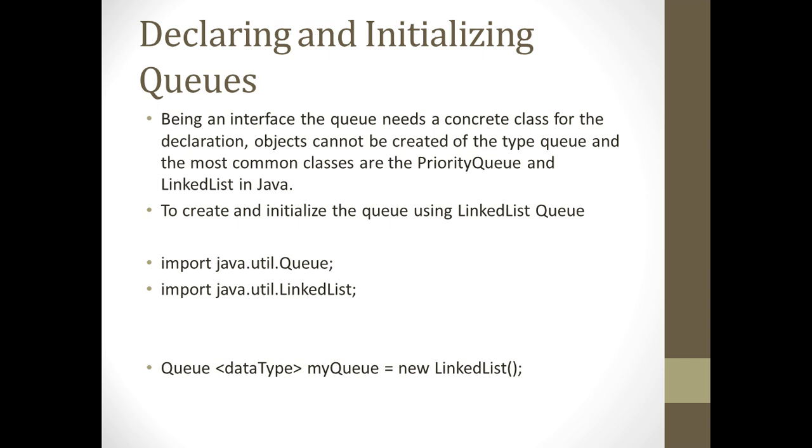Declaring and initializing our queue: we need to type our Queue with the data type inside. It can be Integer, Double, String, and so on. And myQueue here is the name of the queue that you want, equals new LinkedList, open parentheses, and semicolon.